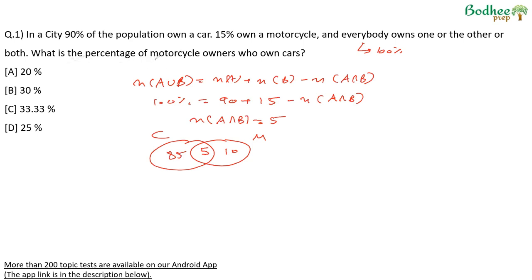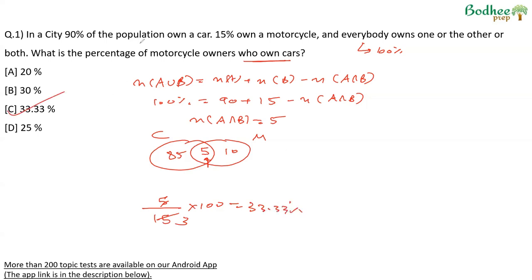The question says percentage of motorcycle owners. 15% motorcycle owners are there. Out of them, how many own cars? Out of them, 5 own cars. So 5 out of 15 becomes my answer, which is 1 by 3 or 33.33%. Option C becomes the answer.